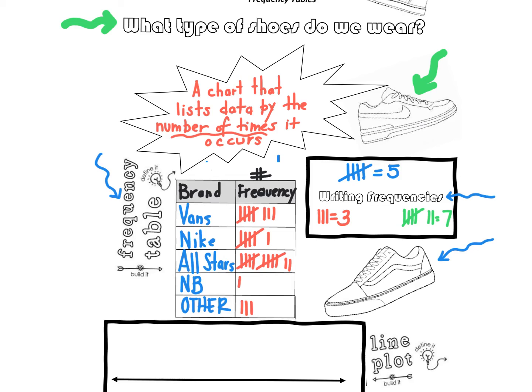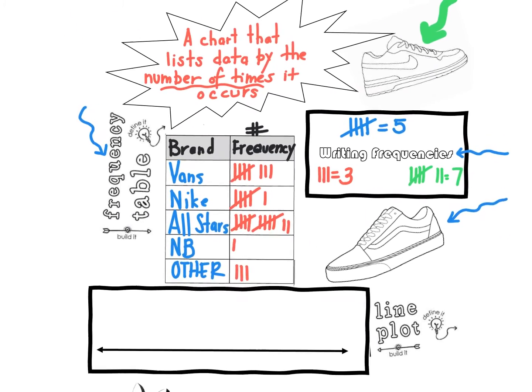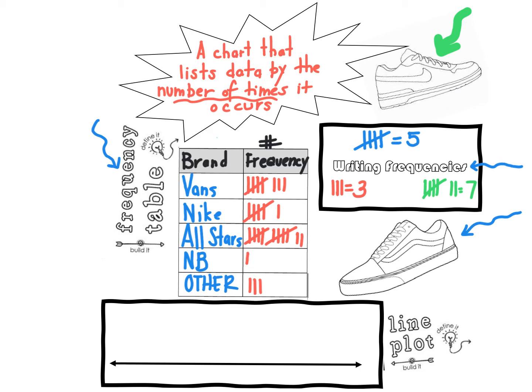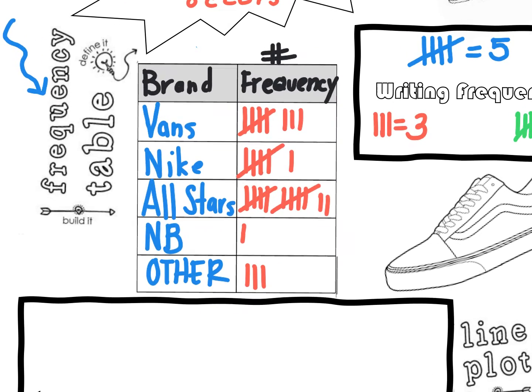Okay, so a little bit more about frequency tables. When we talk about frequency tables, you can notice right away what is the most popular shoe in class. And that would be our All-Stars. That would be the most popular right now. So maybe I would highlight that to show, oh yeah, that's the most popular. And I know the least popular in this class are our New Balance because there's only 1 student wearing those.